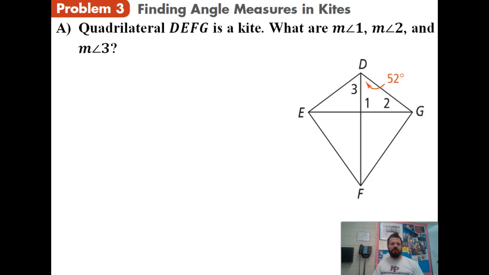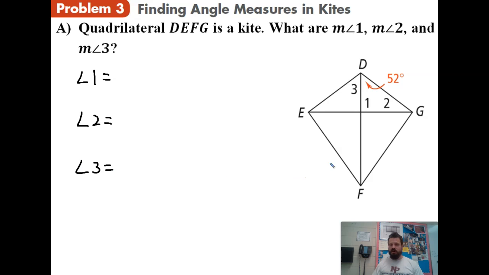So let's put that property to use. Problem 3, part A says quadrilateral DEFG is a kite. What are the measures of angles 1, 2, and 3? So similar to our rhombus questions, we know one of the angles. We want to figure out some other ones formed by the diagonals. So we want to know angle 1, angle 2, and angle 3.